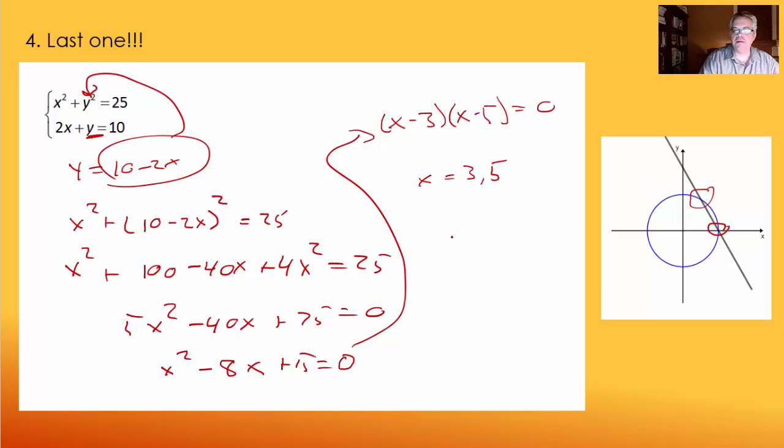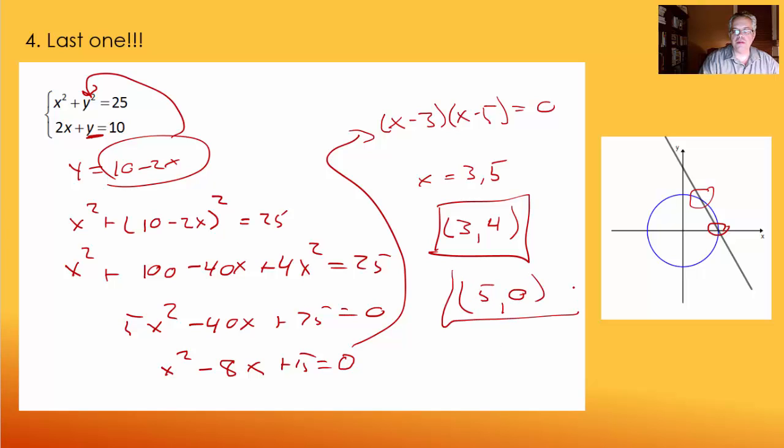Okay, so first point, 3. When x is 3, go back to this equation we used. 10 minus 2 times 3 is 10 minus 6, which is 4. That's our first solution. All right, put in 5. 10 minus 2 times 5 is 10 minus 10, which is 0. Those are our 2 points.